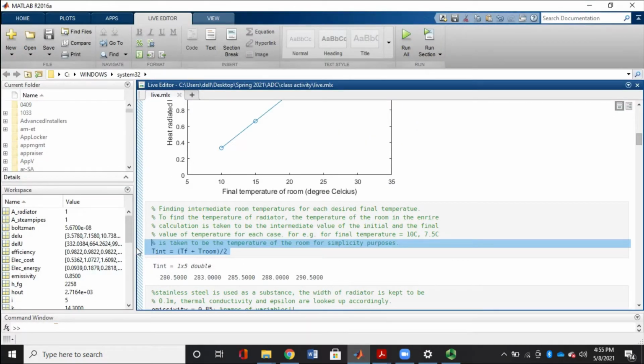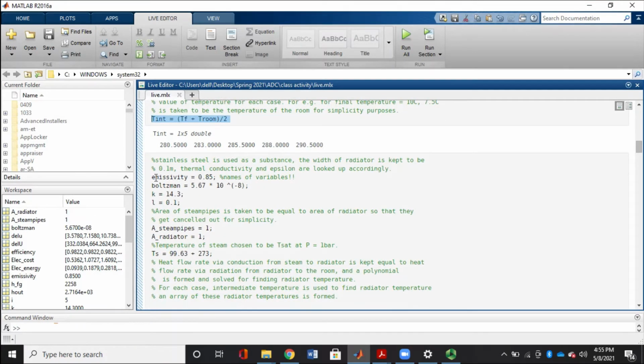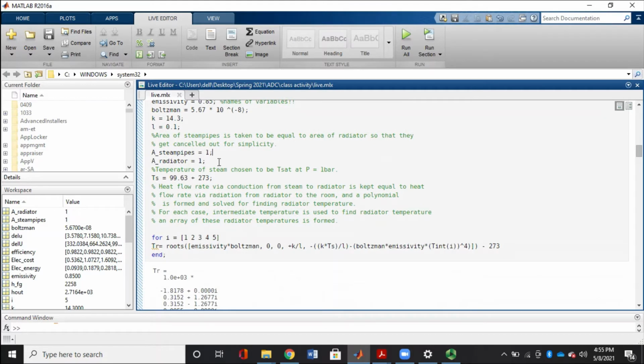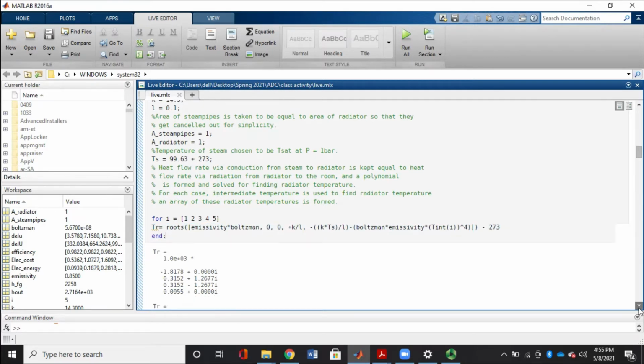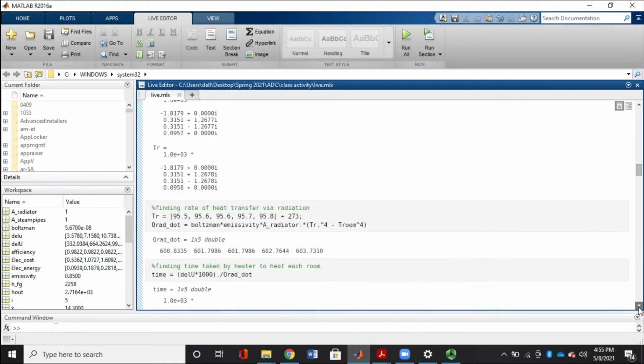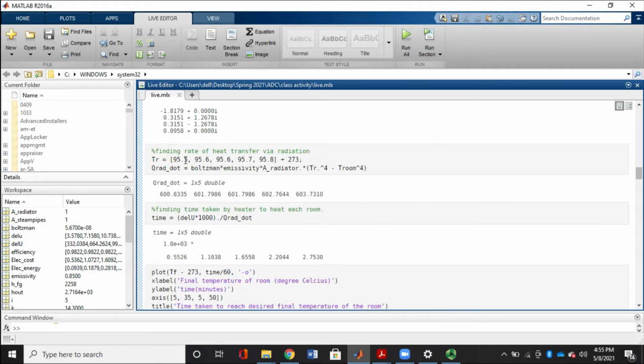First, we have found the intermediate temperature for each case to minimize the errors, and we have found the emissivity and conductivity K, assuming that this is stainless steel, from the internet. And the Boltzmann constant is as follows. The length is the length between the pipe and the surface of the radiator, and for simplicity, we have assumed the surface area of the steam pipes and the radiators to be the same. So our temperature of steam is as follows, and here we find the 5 different temperatures of radiators for the 5 different endpoints. And these are the found temperatures of radiators, which I have assembled in an array over here.